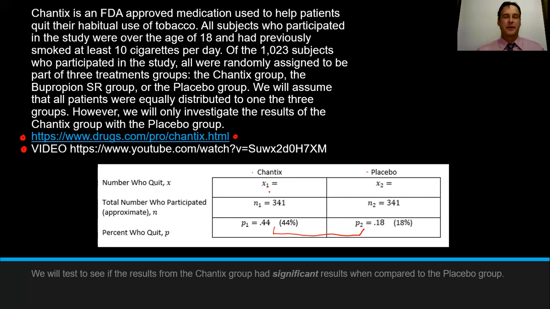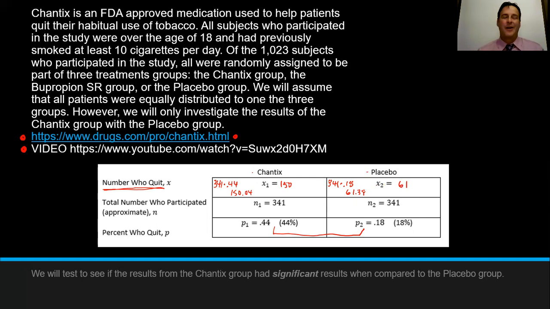So this table is fairly complete. The only thing I don't have are the number who quit, and that's easy to do. I can just take the sample size 341, multiply it by 0.44, and that gives me 150.04. And then the same thing here, 341, multiply it by the 18%, and that gives me, if I remember right, 61.38, which is just 61. And we're just going to round down for now. You'll see why that's of value in a little bit.